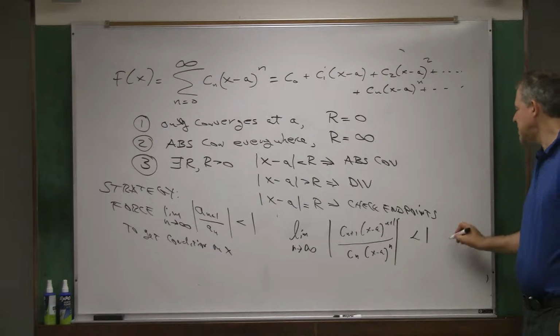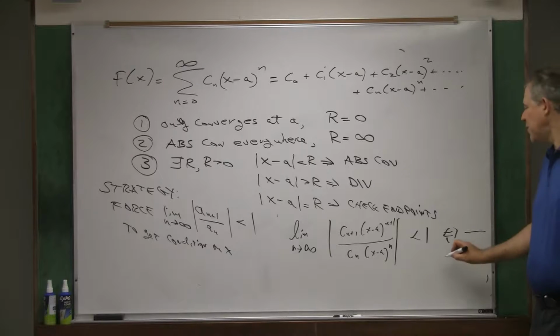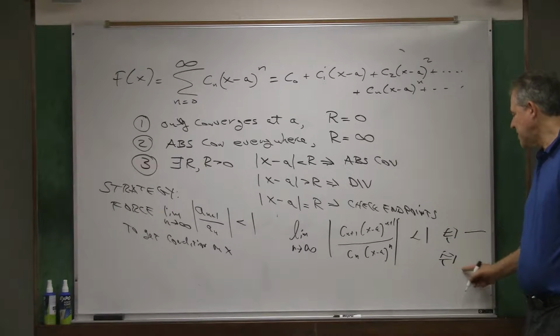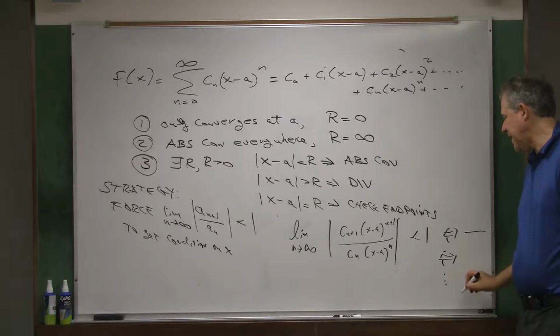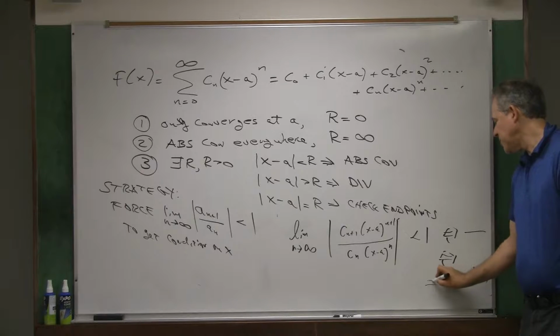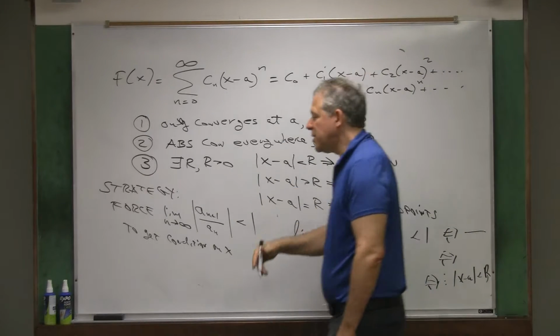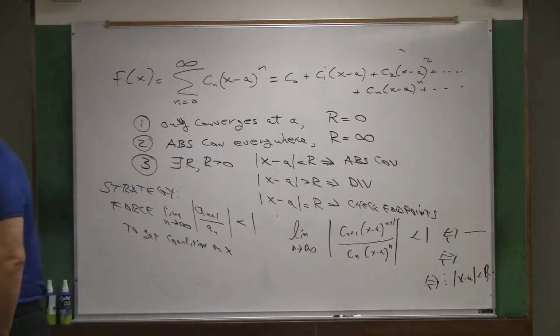And you're going to say this is less than 1 if and only if something else about x, until you can get it down to the absolute value of x minus a is less than some R. So you're trying to reach this form. And you just do, like we said, some algebra, cancellations, different things, right? So that's what you're going to do. Okay, so that's just the strategy.